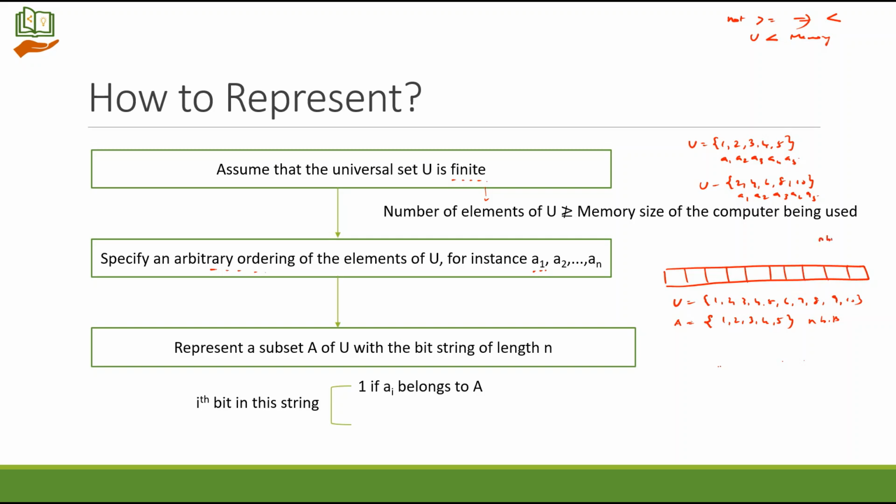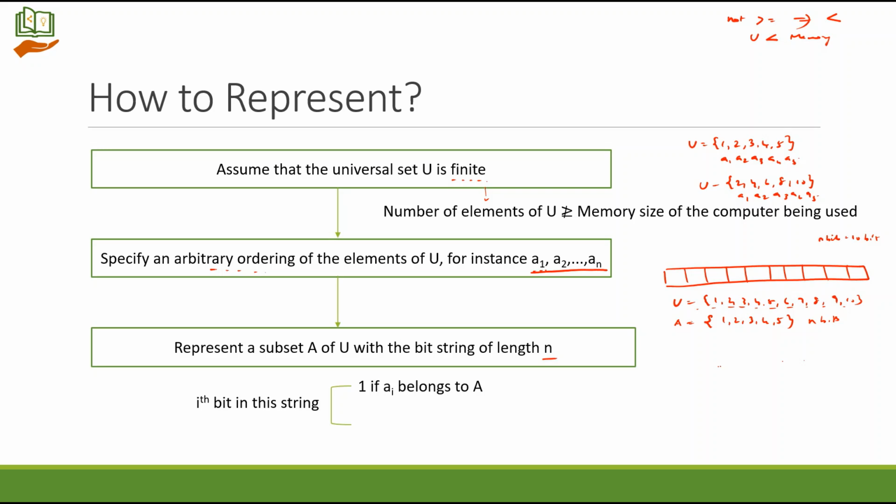So n bits here means a 10 bit string. Which count are we considering here? We are considering the count of the universal set. We have to represent a subset A of U with a bit string of length n. This n is from this particular universal set.